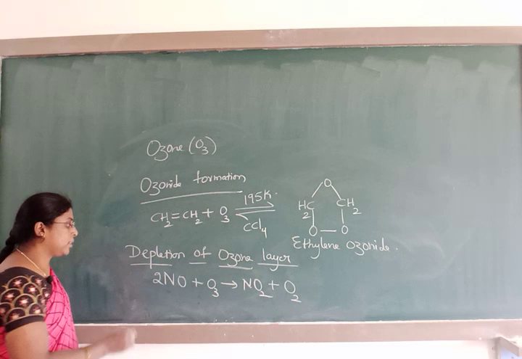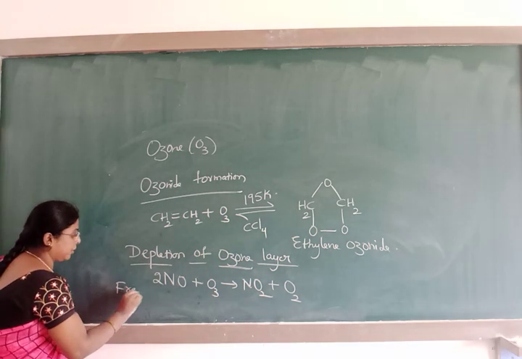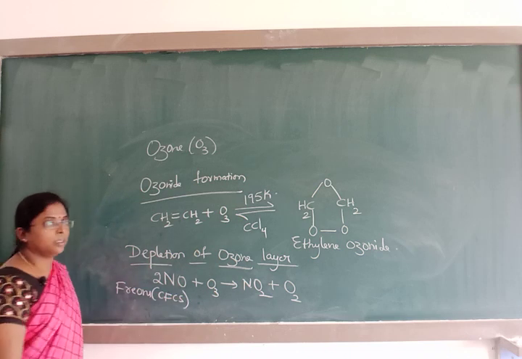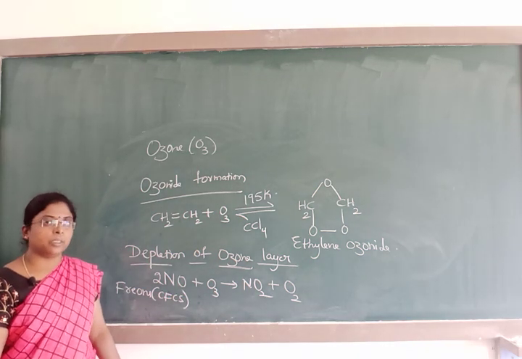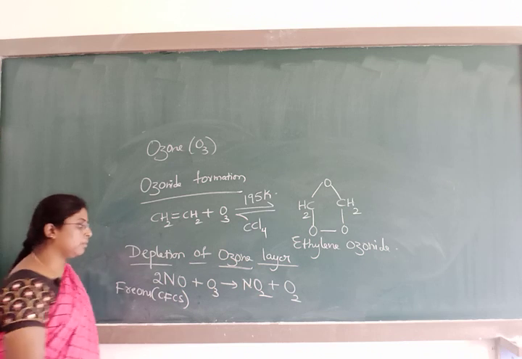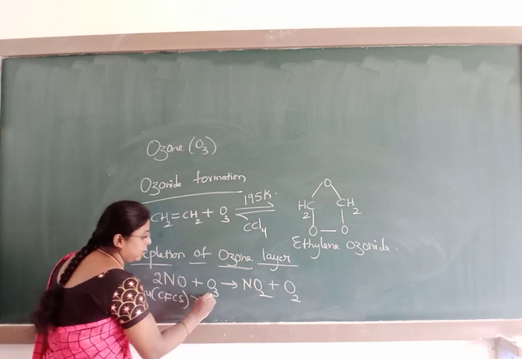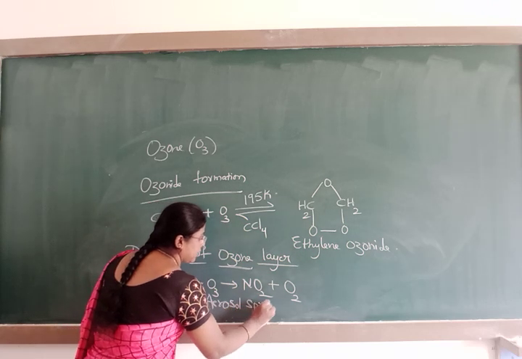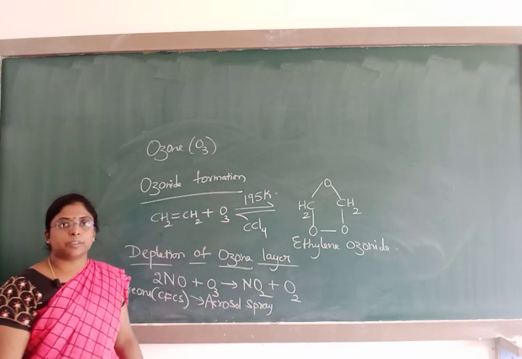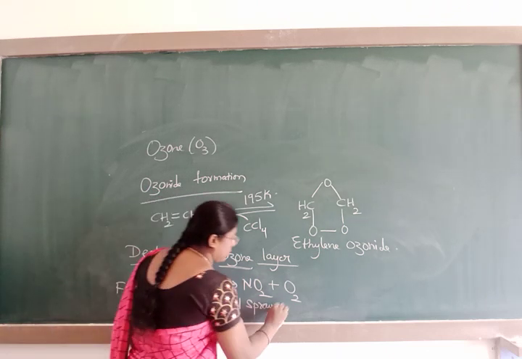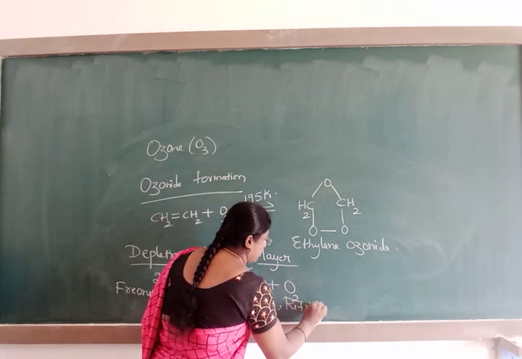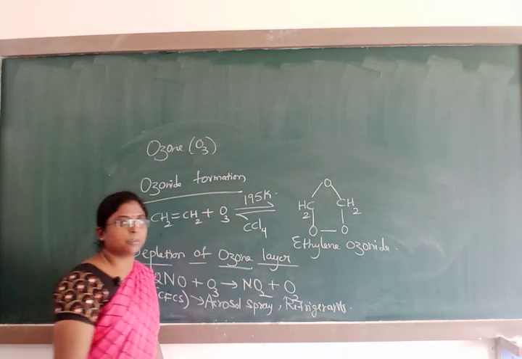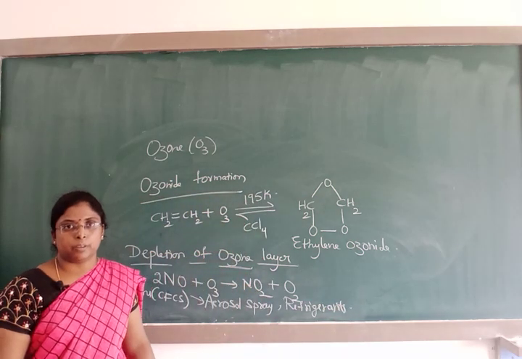Even CFCs, commonly known as freons, chlorofluorocarbons, are also causes for the depletion. These CFCs are used in aerosol sprays, and they are generally used as refrigerants also. These are some of the causes for the depletion of the ozone layer.